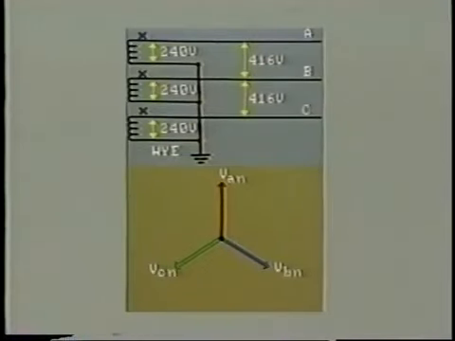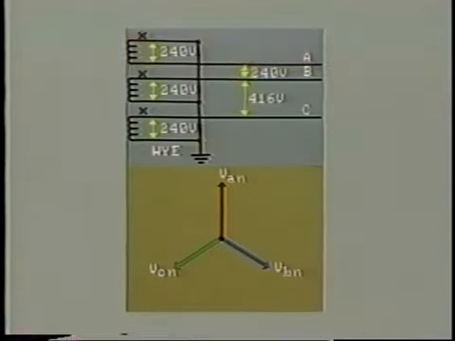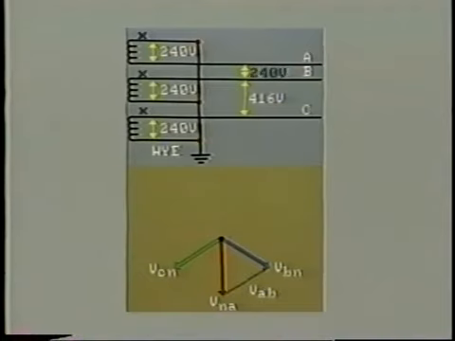But suppose we had inadvertently connected, say, phase A the wrong way around. Now the A line would be seeing a negative voltage, and the phase relationship would look like this. Phase A is now 180 degrees out of phase. And look at the line voltages. Instead of 416 volts, we now have only 240 volts between lines A and B, and the same thing between A and C.